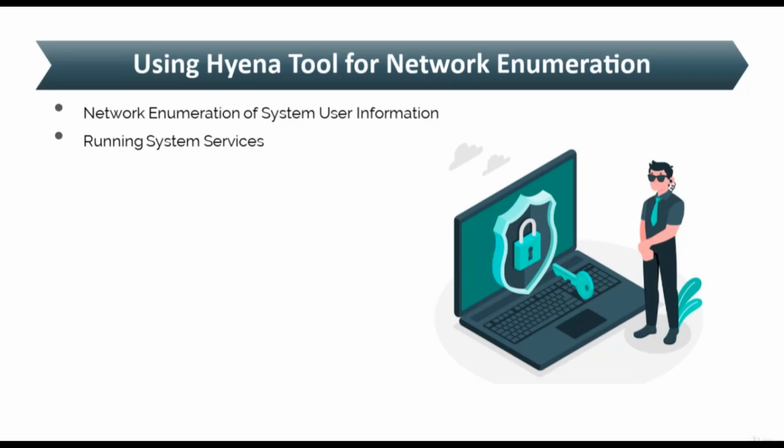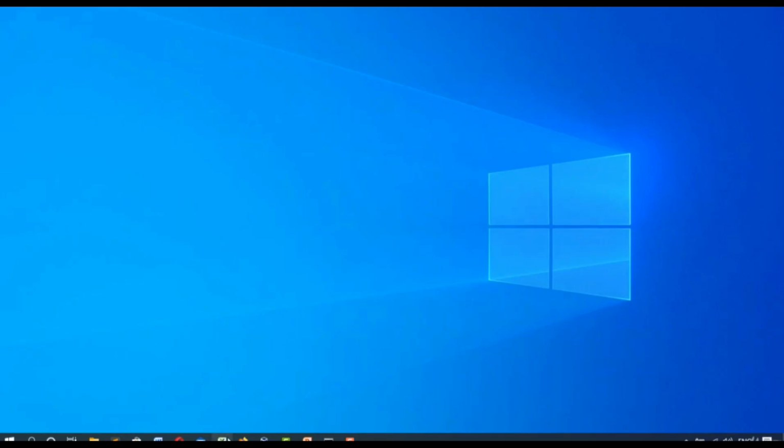So, what you will learn? The objective of this lab is to help you to learn and perform network enumeration of system user information and running system services. Hackers enumerate applications and banners in addition to identifying user accounts and shared resources. In this lab, Hyena uses an Explorer-style interface for all the operations. Management of users or groups, shares and domains, everything we can find out.